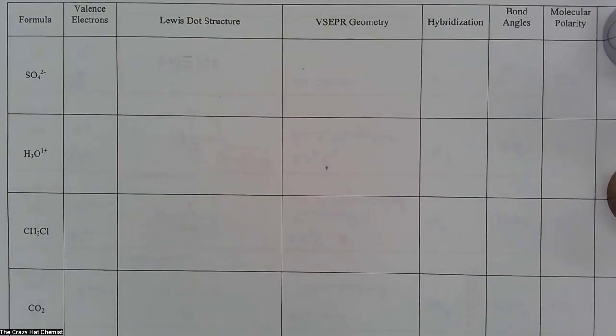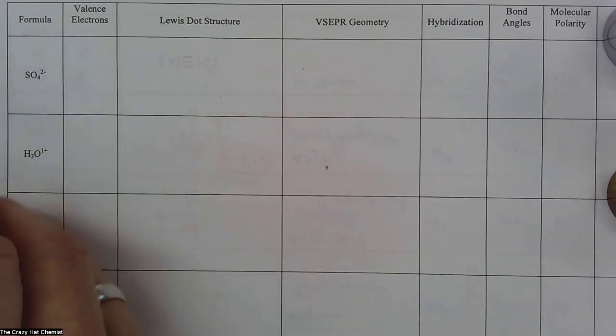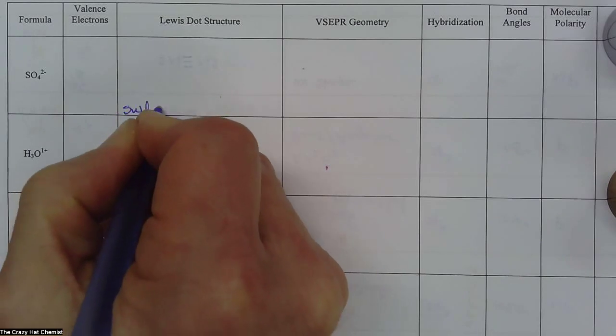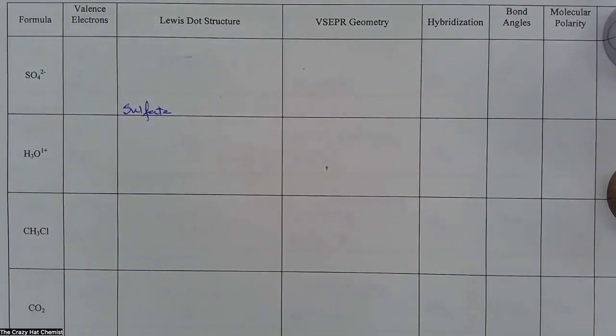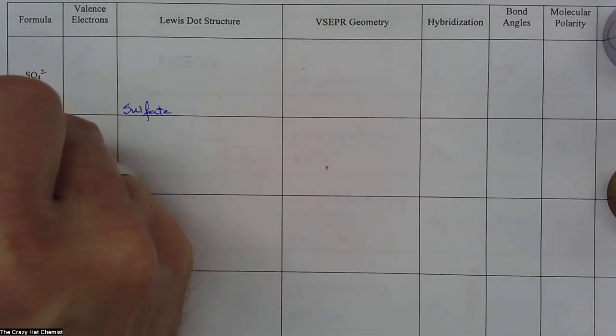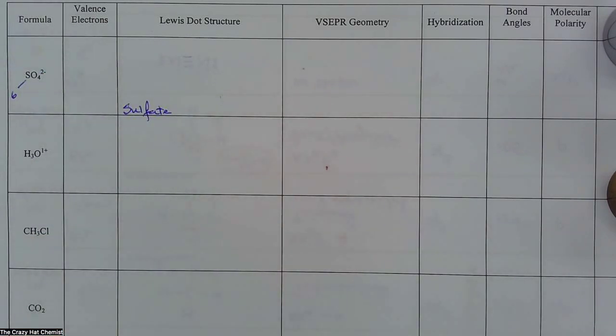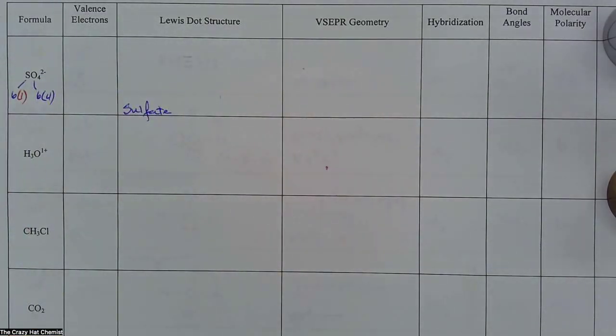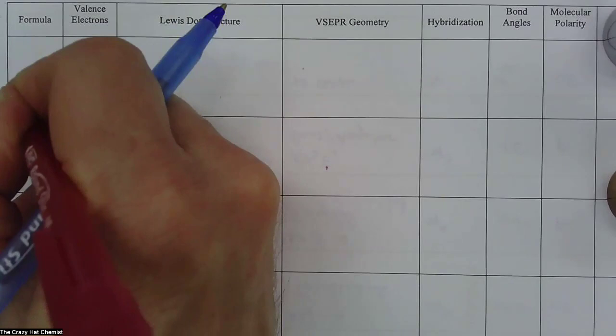All right, so here we go. This next one here is SO4. The name of this is sulfate. That's one of those polyatomic ions that you should be memorizing. Sulfur has 6 valence electrons. There is one of those. Oxygen has 6 valence electrons. There's 4 of those.